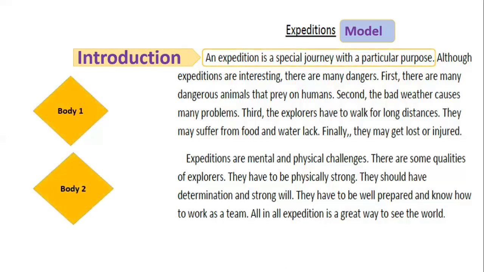But when we start to read, first, there are many dangerous animals that prey on humans. Second, the bad weather causes many problems. Third, and finally, there was body one. And at the end, you can see body 2.